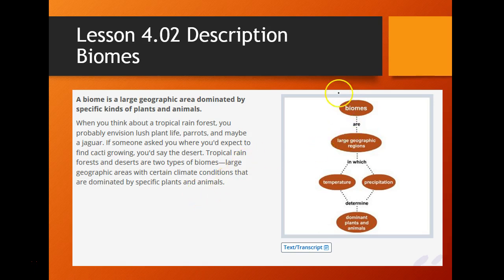So the definition that we're going to use for biomes is that they are large geographical regions or areas that have a very unique set of temperature as well as precipitation. And when we talk about precipitation, we're going to look specifically at rainfall. Again, they are large areas that have a unique temperature and rainfall, and those two things really determine what type of plants and animals will live in that specific biome.